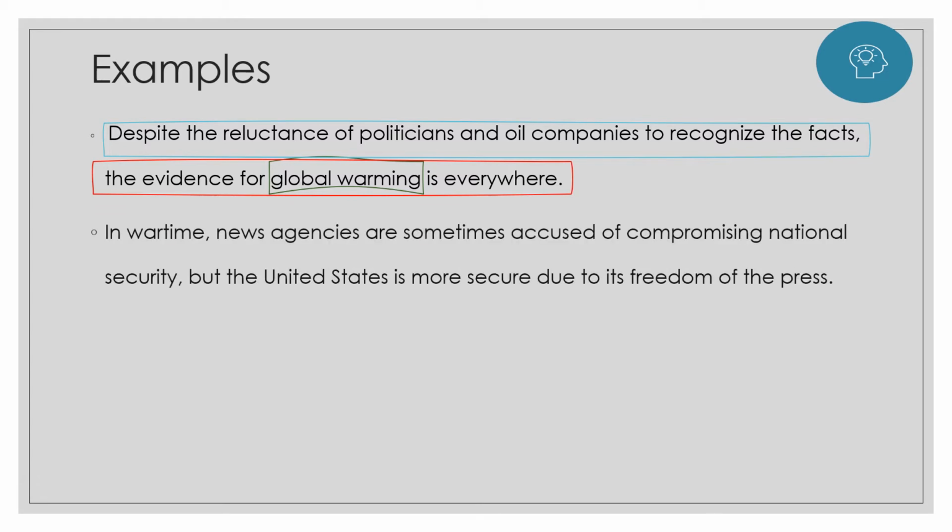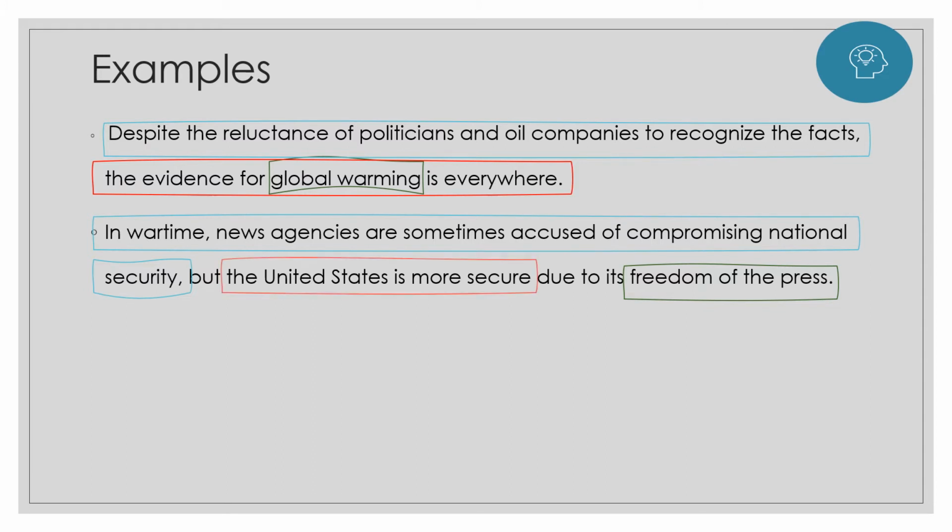Let's look at another one. In wartime, news agencies are sometimes accused of compromising national security, but the United States is more secure due to its freedom of the press. So here, our topic would be freedom of the press. The author shows their knowledge of the topic by discussing wartime and the background of news agencies being accused of compromising national security. Their opinion is that the United States is more secure.